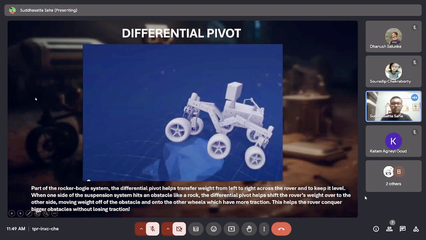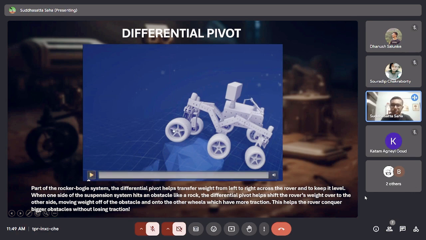Now I would like to discuss another important element very briefly, like the rocker bogie you saw. The rocker bogie is coupled with a differential pivot, and in simple terms I would like to explain what exactly this differential pivot is. You see, this is the rocker bogie, and there is a similar assembly on the other side of the rover. These two are connected with a sort of rod, and it acts as a differential. First let me play this video so you will get some understanding.